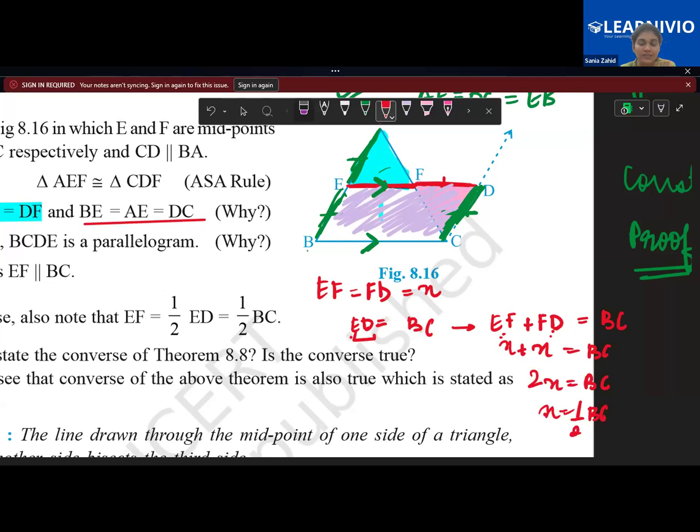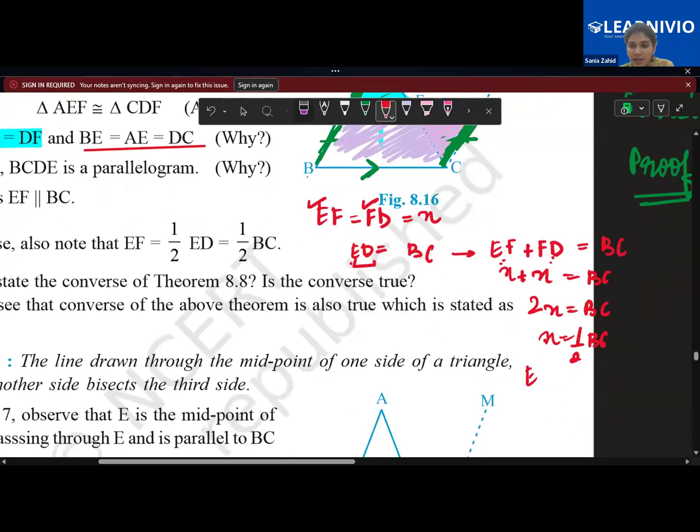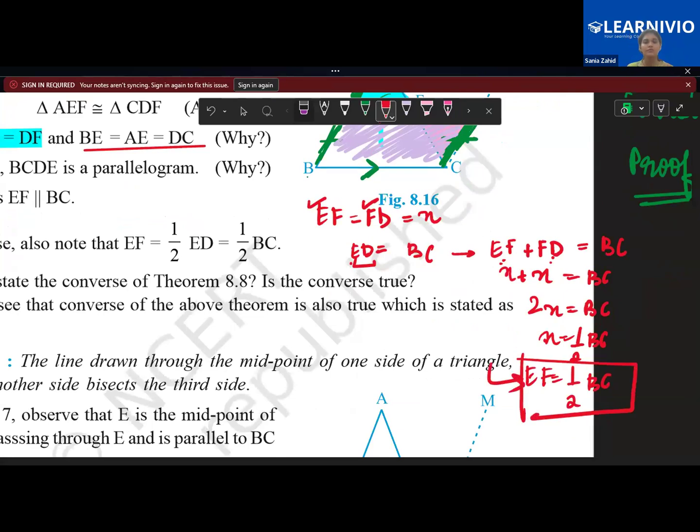And now children, what was x? I can say EF, I can say FD also. In my proof, I want the value to be EF. So I will write thus EF is equal to half of BC. Understood this? Yes, ma'am. Everyone tell me. Raise your hands, whoever has understood.